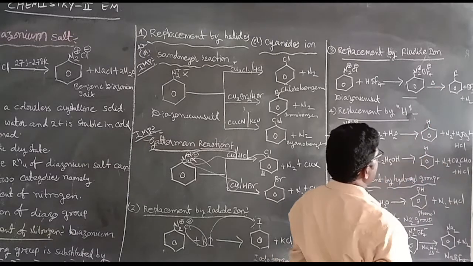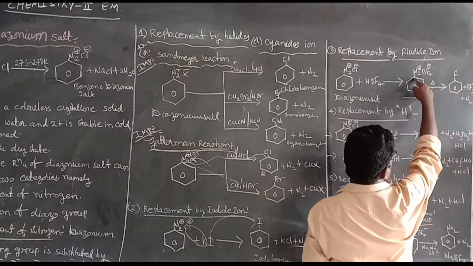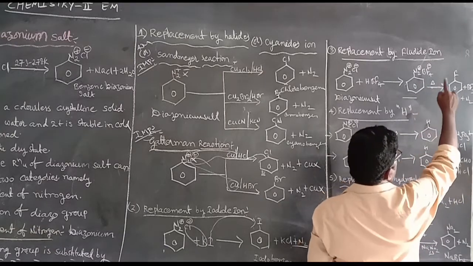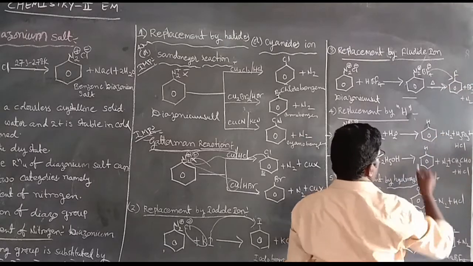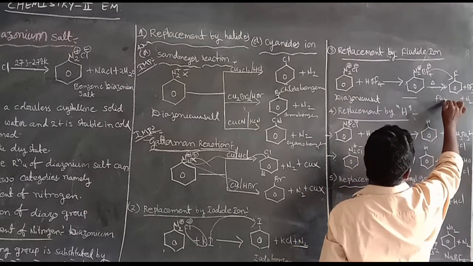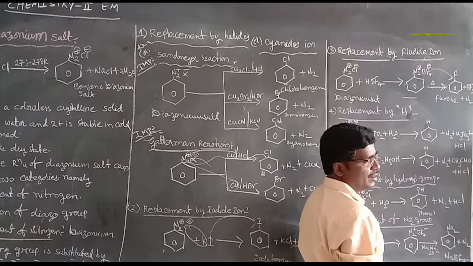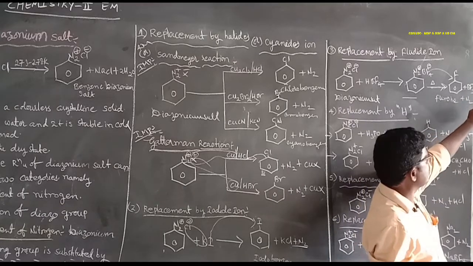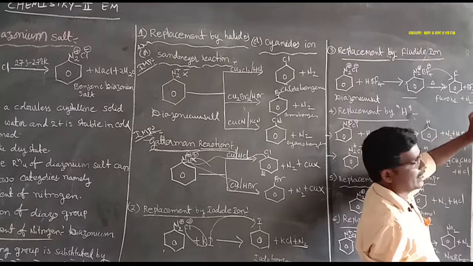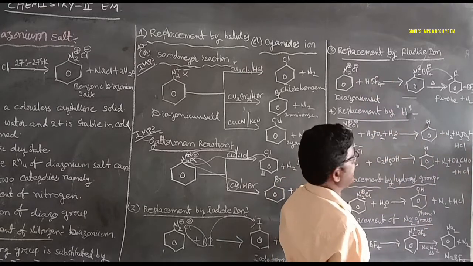When it is heated with the high temperature, then form of the fluorobenzene. Here is the displacement of nitrogen atom and replaced by the fluorine atom. That is also called as a fluorobenzene. Benzene bonding with the fluoride is also called as a fluorobenzene, and removal of BF3, boron trifluoride, and displacement of nitrogen atom. That is the replacement by the fluoride ion.